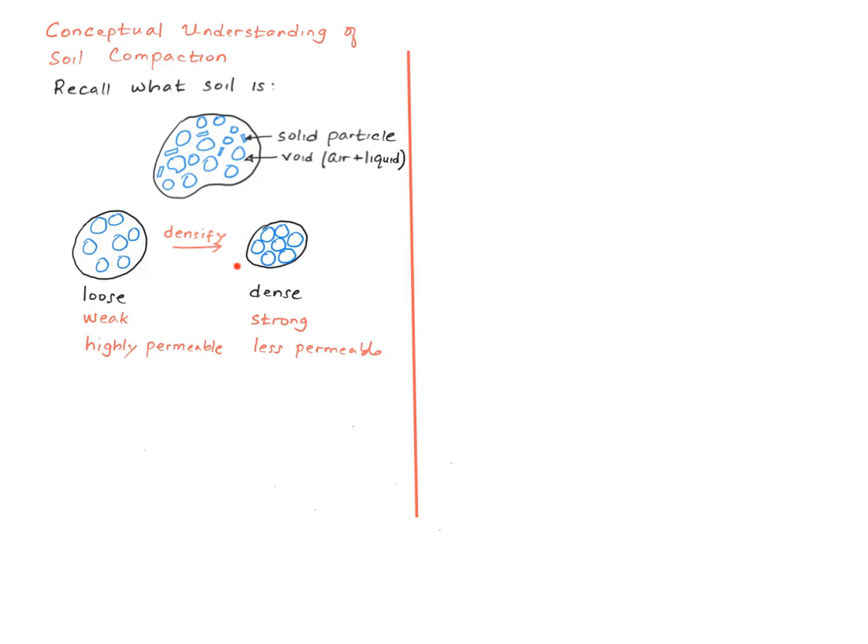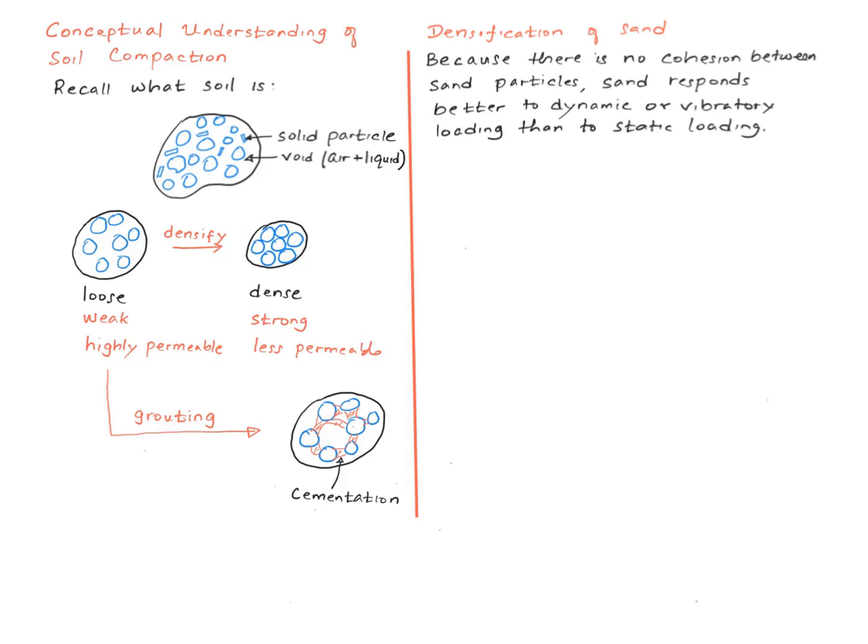So one way to get this from this is to densify the soil. This is what is called soil compaction, and this is the subject of this video. Yet there are other ways to improve soil, and we won't talk about them here. For example, you can make the soil stronger by cementing the particles, and this is usually achieved through a process called grouting. So let's talk about densifying a granular soil like sand.